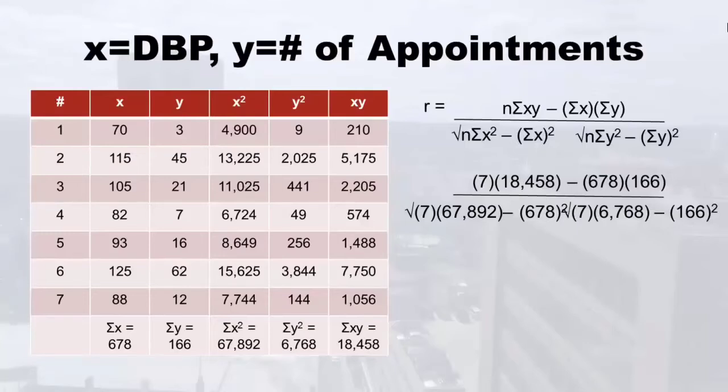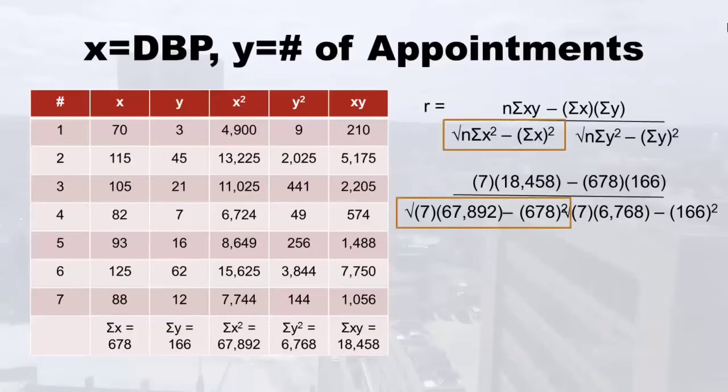And then you still have to go over to the other one. You have to take 7 times 6,768, keep that. Then take 166 times 166, keep that. Then that term you subtract from the first one, and after you're done with all that, you take the square root of that, and then those two things you have to multiply together. So that's a lot of work, and you have to do it in the right order.